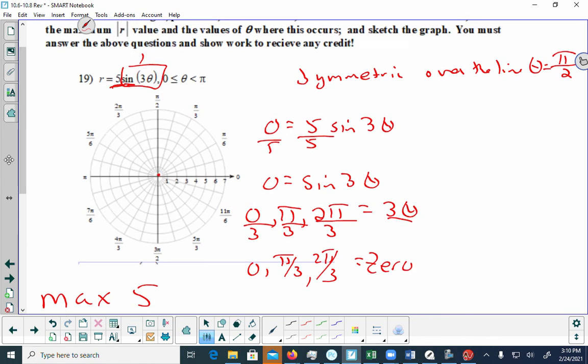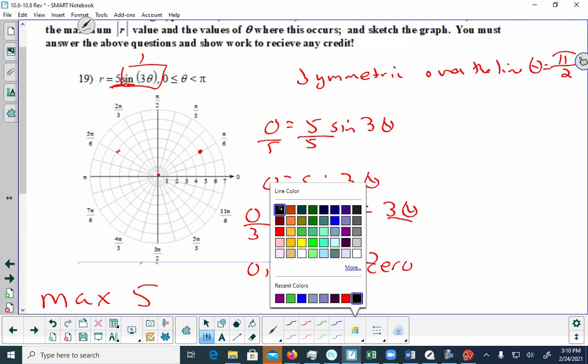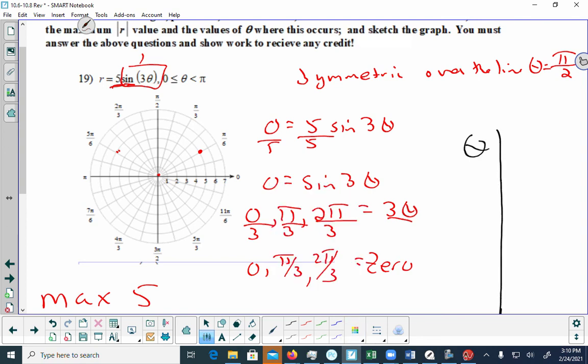1, 2, 3, 4, 5. If I knew that it was reflective over the line theta is equal to pi over 2, I could go ahead and graph this point now, this one here, but let's say I didn't know that. To do the rest of the graph, you have choices. One choice is that you do a theta and r chart and you start picking values and you start graphing. That's one route. I'm not going that route.